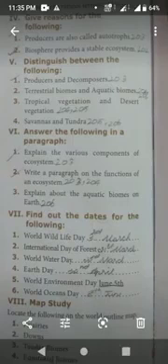There are 6 questions they have given. First question, World Wildlife Day, 3rd March. International Day of Forest, 21st March. World Water Day, 22nd March. Earth Day was 22nd April. World Environment Day is June 5th. World Ocean Day is 8th June.